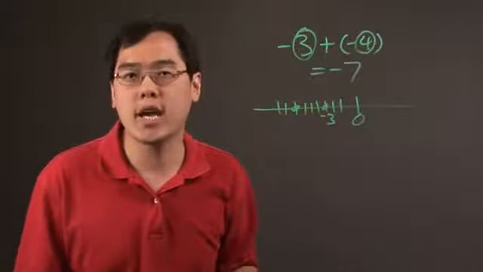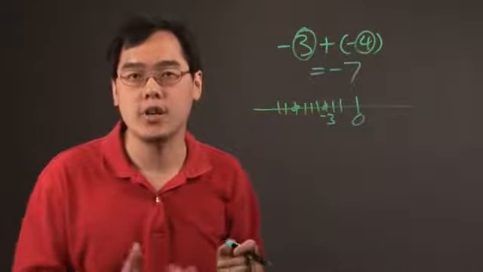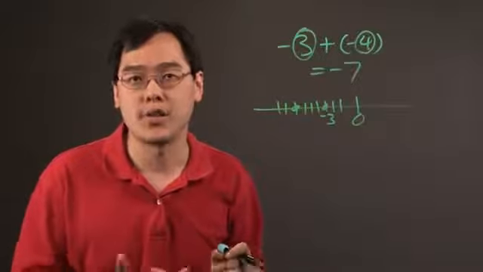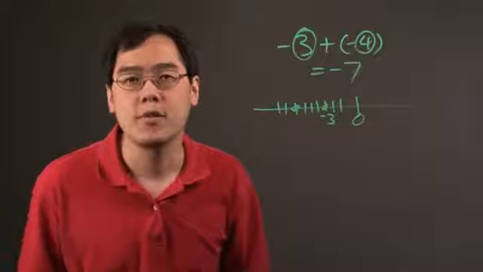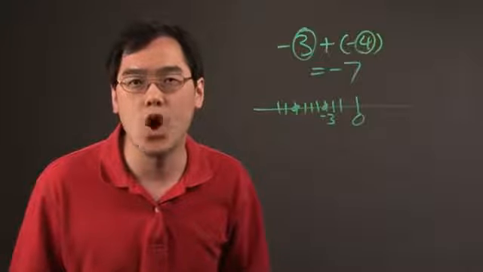So when you're adding two negative numbers together, you're continuing the negative path, and so that's why the number always stays negative. So I'm Jimmy Chang, and that answers the question, why is the sum of two negative numbers always negative?